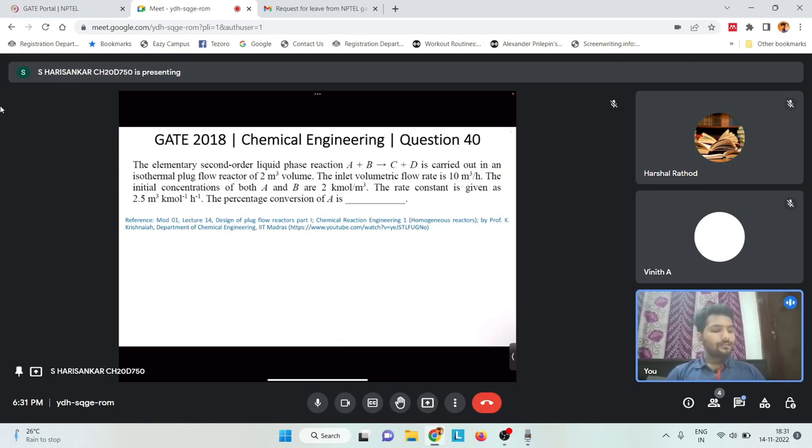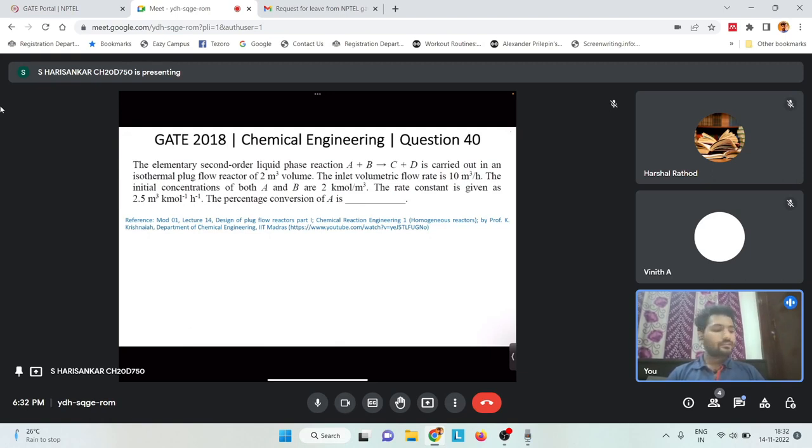So this is a question from GATE 2018 chemical engineering, question number 40. The elementary second order liquid phase reaction A plus B giving C plus D is carried out in an isothermal plug flow reactor of 2 meter cube volume. The inlet volumetric flow rate is 10 meter cube per hour. The initial concentrations of both A and B are 2 kilomole per meter cube, and the rate constant is given as 2.5 meter cube per kilomole per hour. The percentage conversion of A is dash.